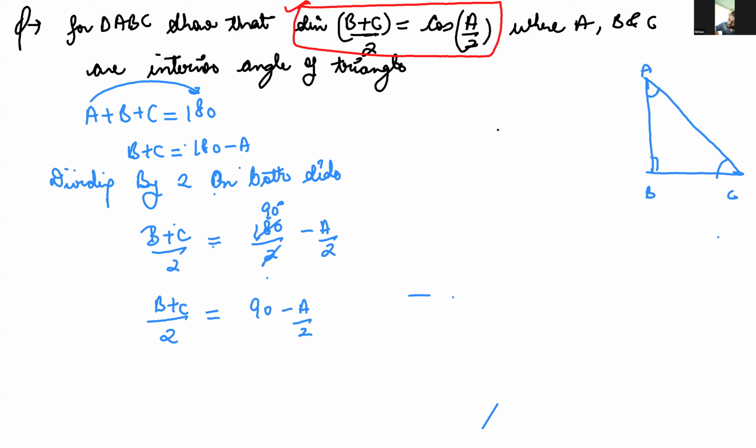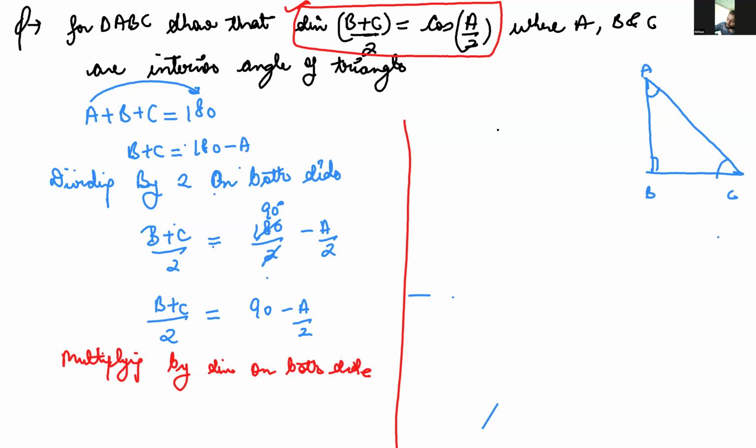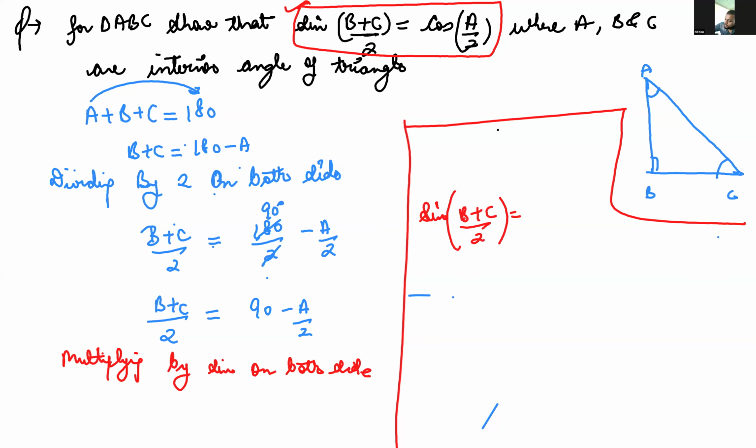Yes. Now I will do one more step, like multiplying by sine on both the sides. I multiplied by sine on both the sides. So what it will become? It will become sine of (B plus C upon 2) is equals to sine of (90 minus A by 2). Understood, everyone? Joshua, Jehovan, Anna, Hannah, everyone understood? I just multiplied by sine.